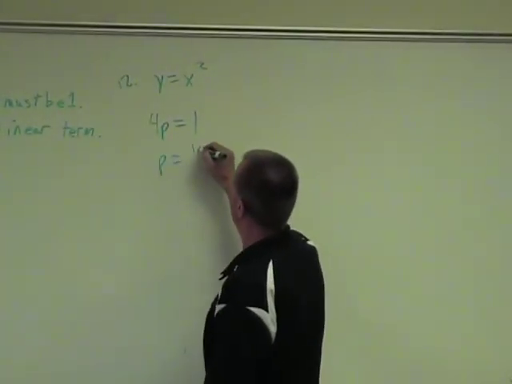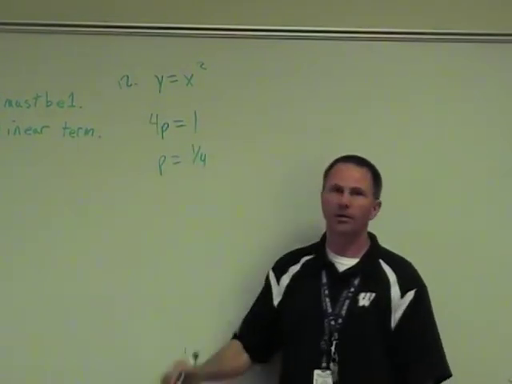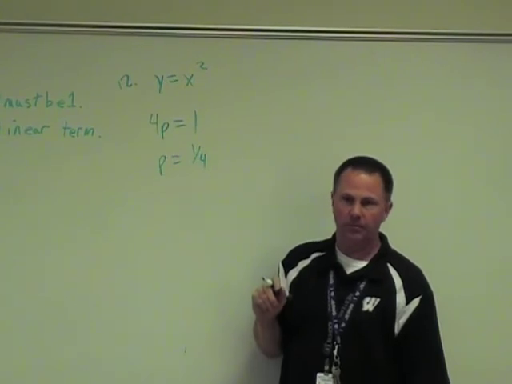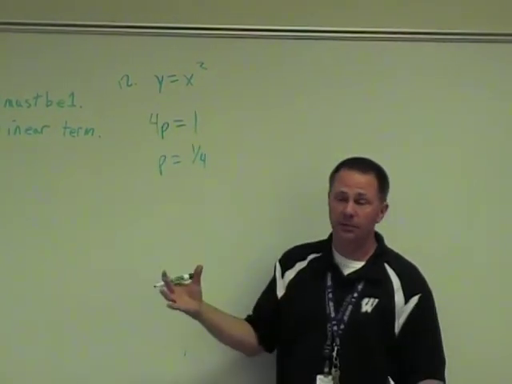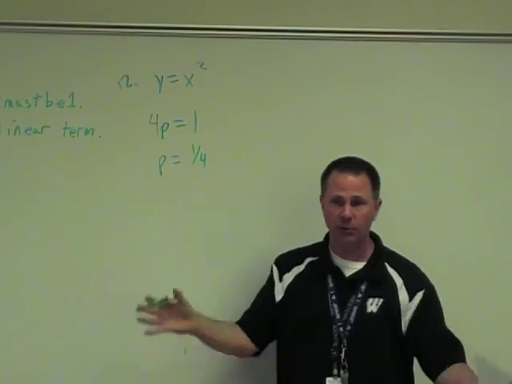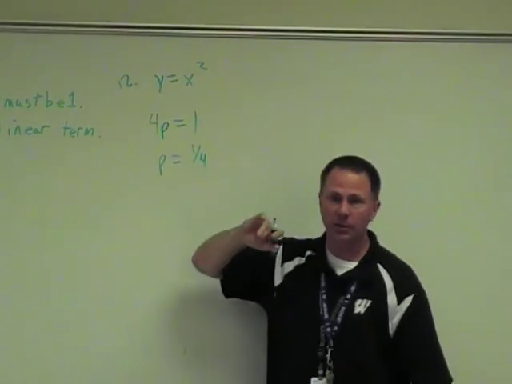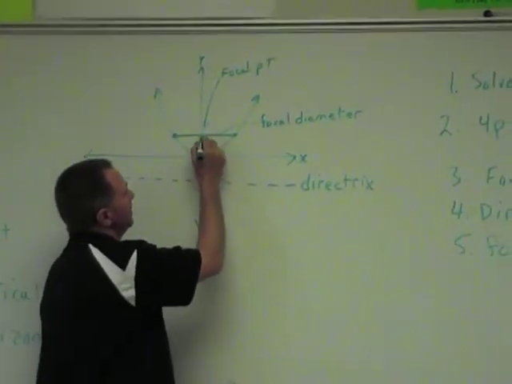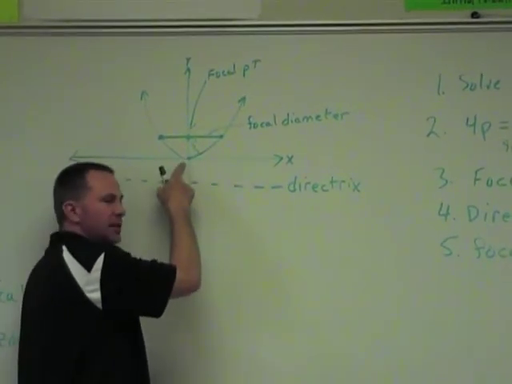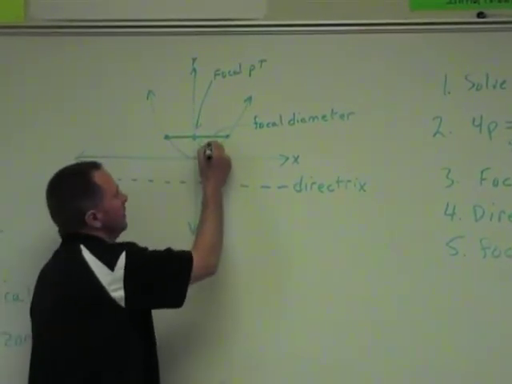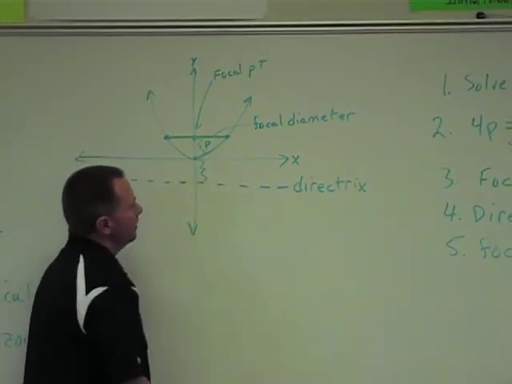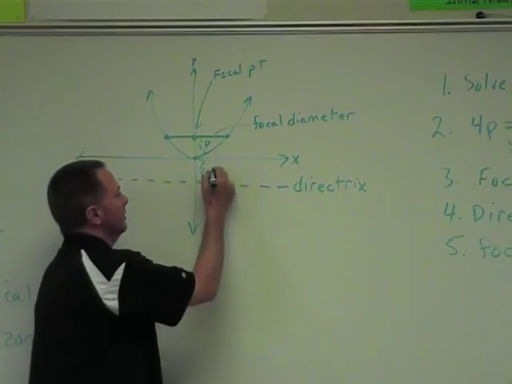So p equals 1/4. Alright, so as soon as you caught up, we'll go back to that diagram. If you want to know where 4p comes from, there's a good explanation in the book of how it's derived. It's just a formula that we're going to use, so you can look in there and see how it is. So we go back to this picture here. This distance from the vertex to the focal point is p. And the distance from the vertex to the directrix is p.